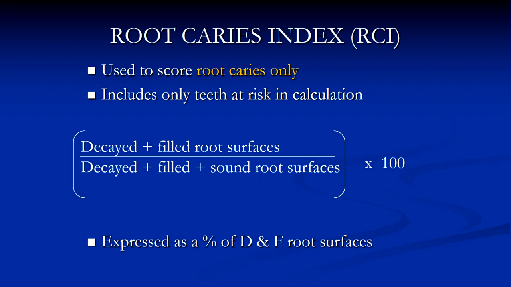So this is the formula of how you calculate the root caries. You look at decayed and filled root surfaces, and then you divide that by decayed, filled, and sound root surfaces, so the total root surfaces that have been exposed. And then you multiply that by 100 to be able to get a percentage. So you can note that as a percentage of decayed and filled root surfaces.